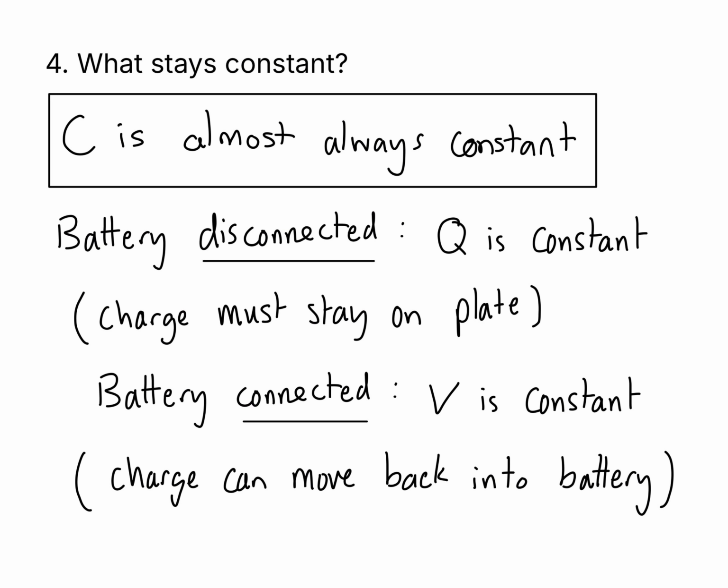But if the battery stays connected, the supply holds the voltage fixed, so V stays constant and it's the charge that changes as the battery pushes more on or pulls some off. Decide which case you're in first, then pick the energy equation that has your constant quantity in it. Occasionally they'll change C instead, but the same logic applies.